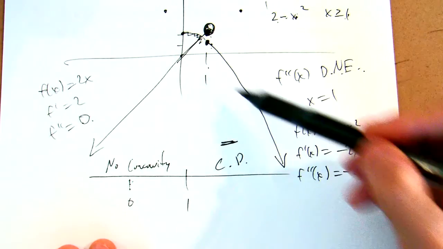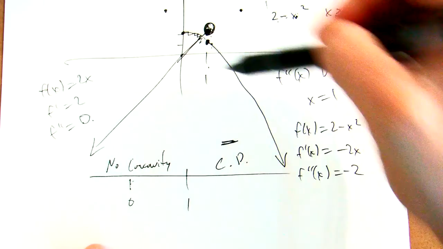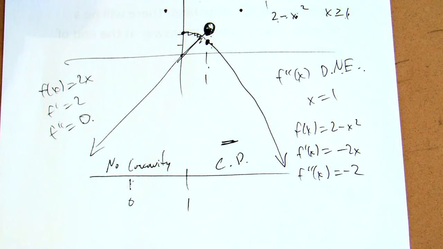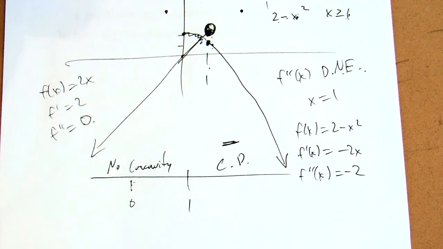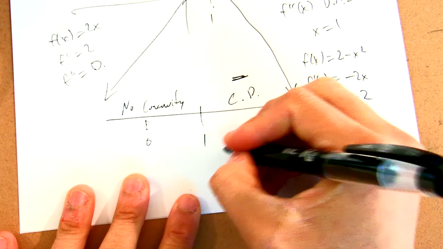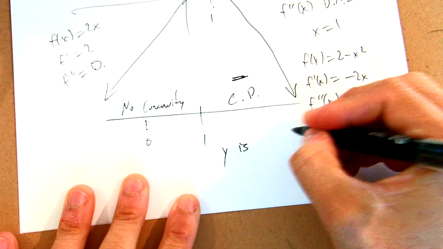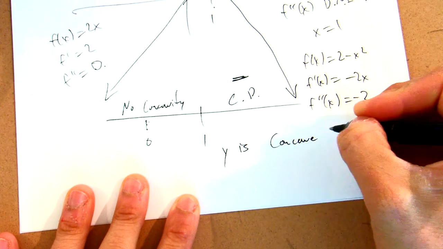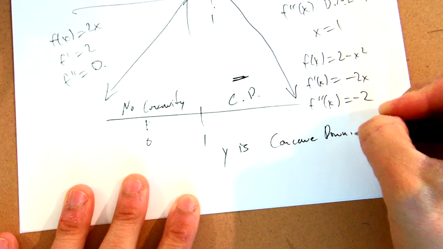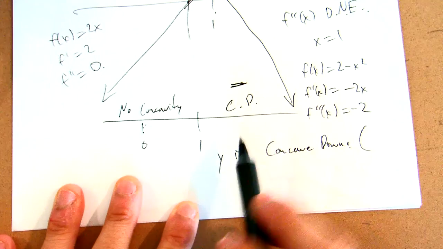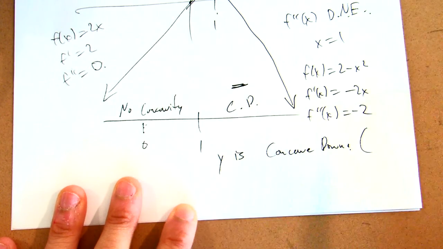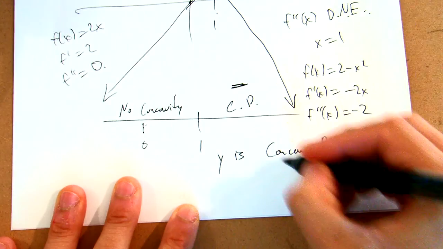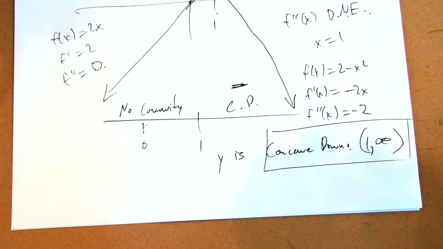From 1 to infinity. So even though the function looked as though it was concave down forever, we didn't nail down the definition of concavity. There really has to be some type of curve to have concavity. If it's a straight line, it's not going to have any. So y is concave down from 1 to infinity, and this is the concavity of the function.